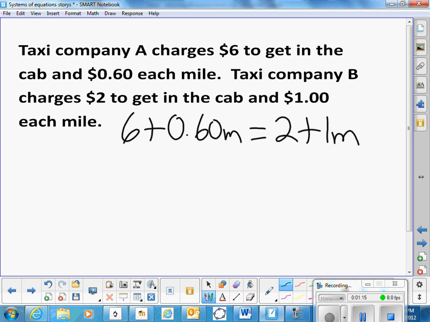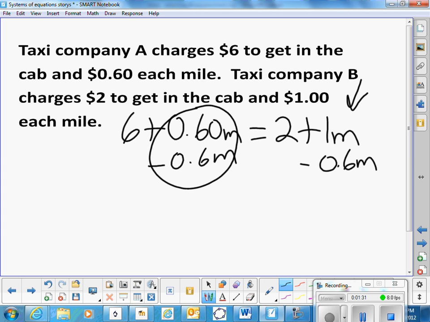I usually leave the largest term where it is, $1 per mile. Let's subtract the 60 cents per mile from each side. 60 cents per mile, subtract 60 cents per mile is 0. 6 plus 0 is 6. $1 per mile, subtract 60 cents per mile is 40 cents per mile. Now we want to solve for m, the number of miles that it would take for this equation to be equal, to be true. Let's get rid of the $2.